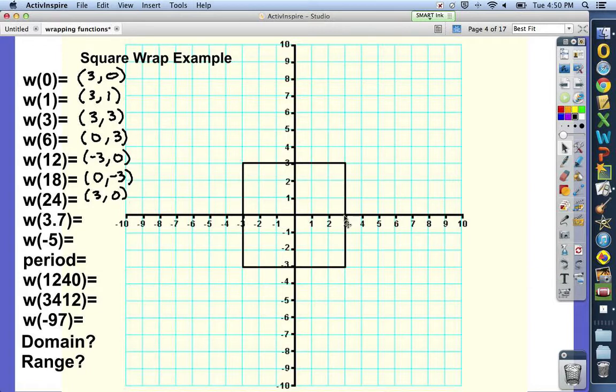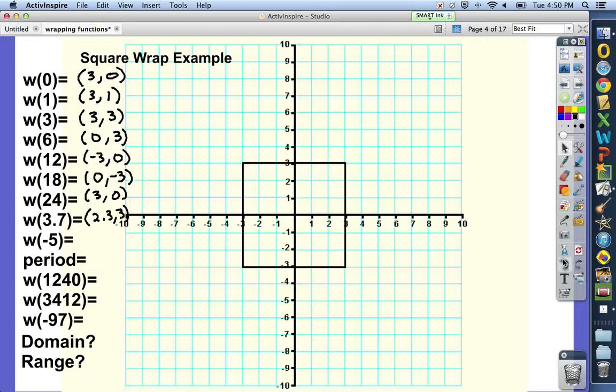Now, a wrap of 3.7, we'll start here at the starting point. We'll go up 3 and then over this way, 0.7. That would be a total of 3.7 units moved around the figure, which would bring us to an x value of 2.3 and a y value of 3.